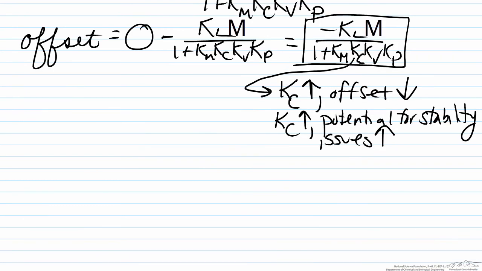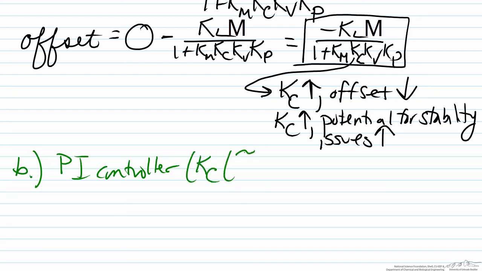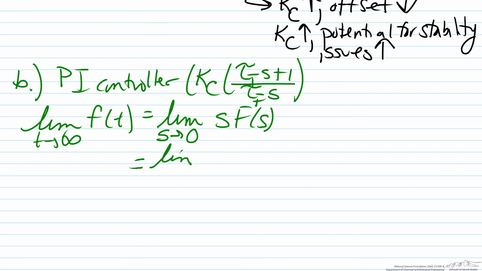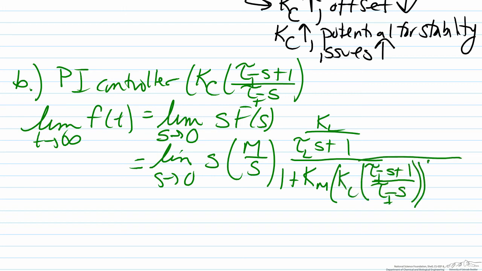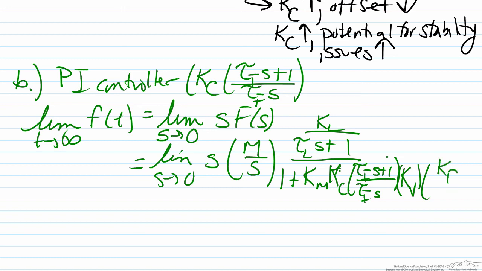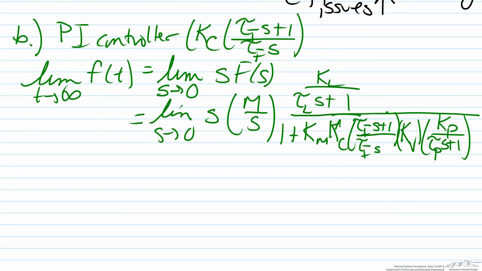So for part B, we'll do a similar analysis for a PI controller, and the PI controller has a transfer function of KC times tau I s plus 1 over tau I s. So again, we're going to use the final value theorem. And that will just be s times M of s times the load transfer function divided by 1 plus KM. Now we'll put in the controller transfer function value multiplied by the gain of the valve multiplied by the process transfer function. We'll now do a little bit of algebra first before evaluating the limit.